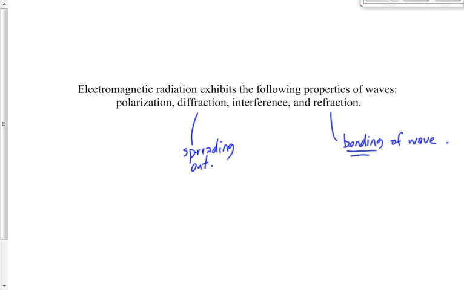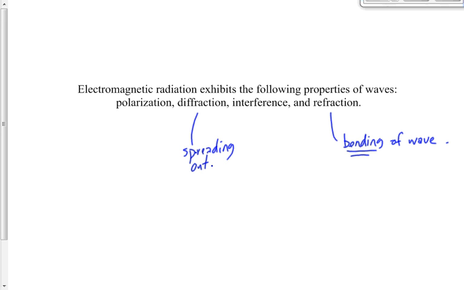Waves spread out. When they go through an opening, they spread out. Well, that's a property of waves. And so does EMR. Visible light, we'll do a little experiment later on where visible light will spread out as it goes through an opening. It diffracts as it goes through an opening. It's a property of waves, so EMR's got to be a wave.